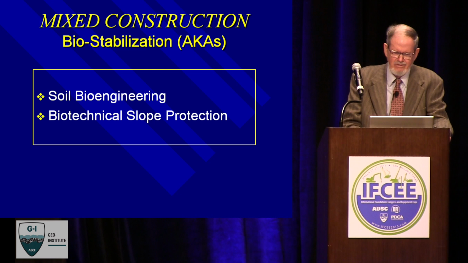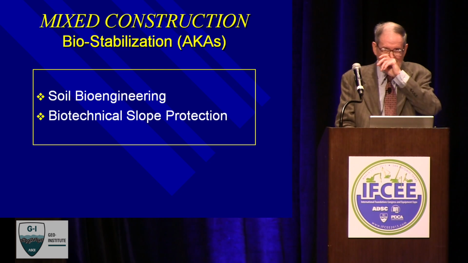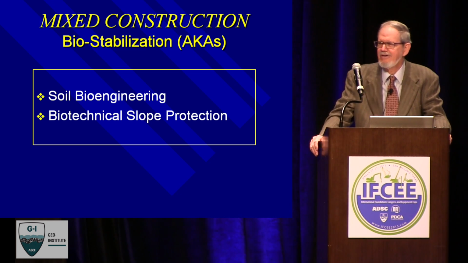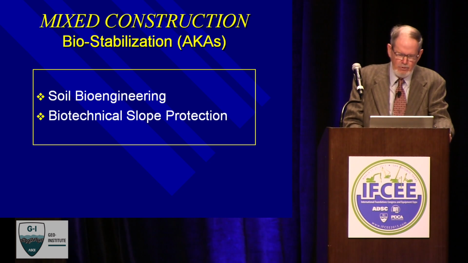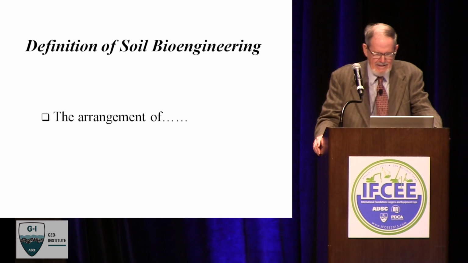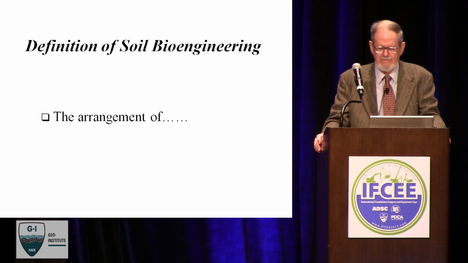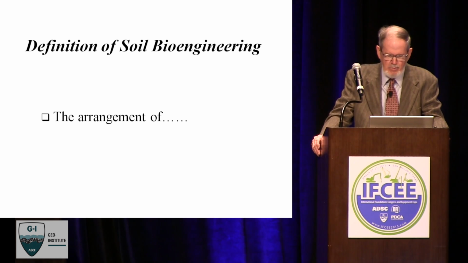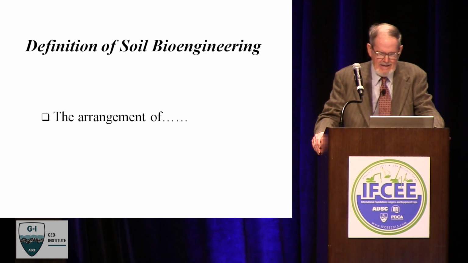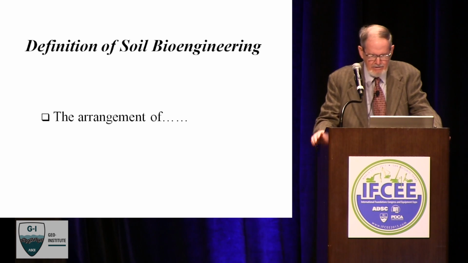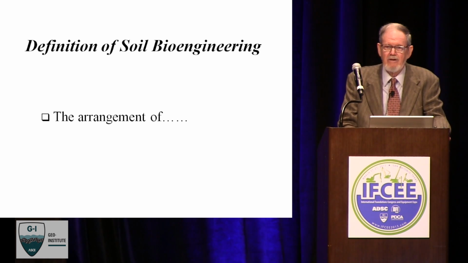Now we come to mixed construction or biostabilization. Biostabilization is an animal known by different names. Soil bioengineering, or simply bioengineering, is a common name. Biotechnical slope protection. The definition of bioengineering is simply the arrangement in the ground of live vegetation, mainly cuttings, in various arrays to provide soil reinforcement, moisture control or drainage, and barriers to erosion and shallow earth movement. According to this definition, hedge arrays of vetiver grass could be classified as a type of soil bioengineering treatment. However, the focus of this lecture will be on other techniques and measures.